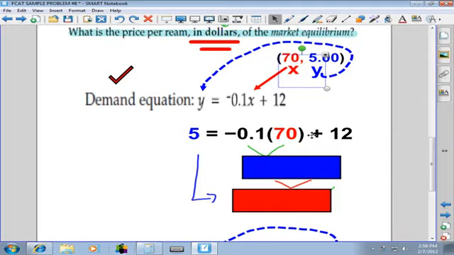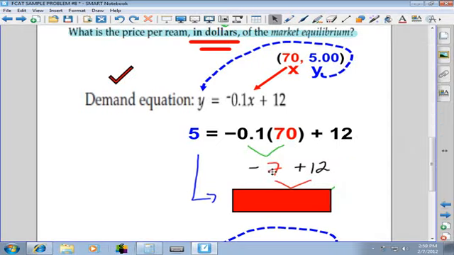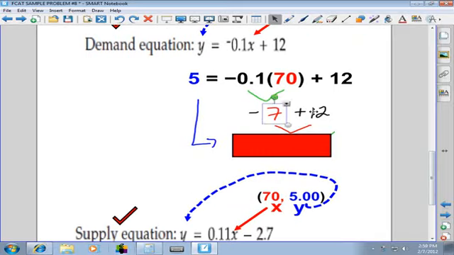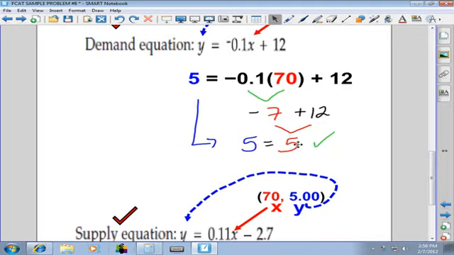Now I'm going to multiply negative 0.1 by 70 because they're touching each other. That gives me negative 7 plus 12. Please write this down on your paper. A negative 7 and a positive 12 gives me 5. Please write this down on your paper. 5 and 5 are the same number, so it checks.